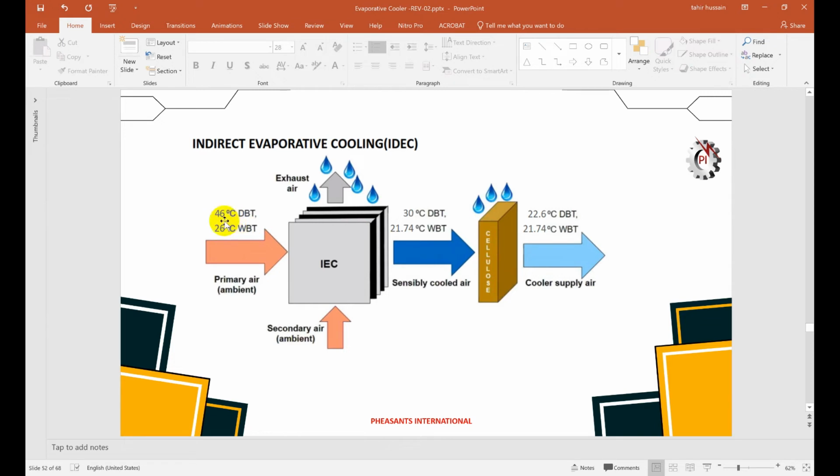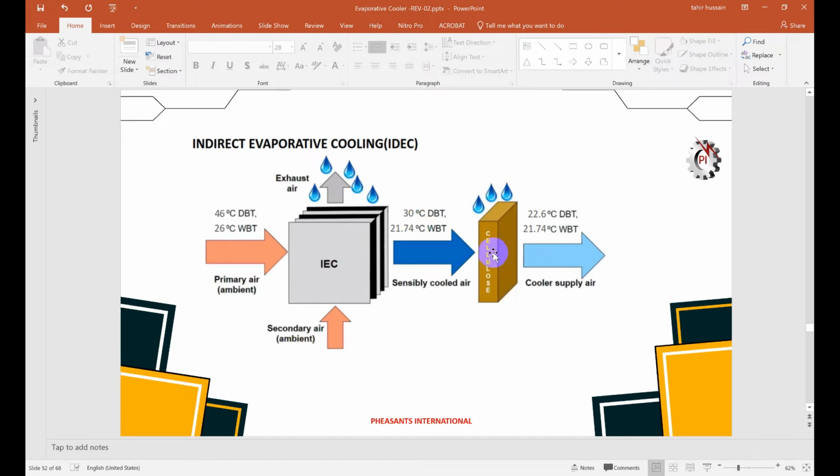Air is ambient 46 dry bulb temperature, 26 wet bulb temperature. After the heat exchanger, the outlet temperature is dry bulb 30 and wet bulb 20, as we did in the example on our last pages. The outlet wet bulb temperature, how do we get 21.74? Because the dew point temperature will remain constant, as no moisture is added in the heat exchanger. If no moisture is added, the dew point temperature and specific humidity will remain constant. So using the psychrometric chart, with 30 degree dry bulb and the dew point, we will get the wet bulb temperature.